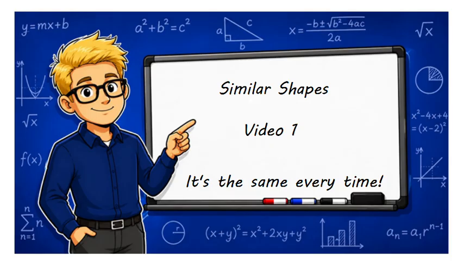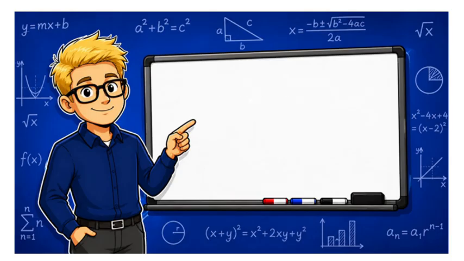So in this set of videos, we're looking at similar shapes. Now, in real life, when we say that two things are similar, we just mean that one of them is a little bit like the other one. But in mathematics, when we say similar, we have a very specific meaning.